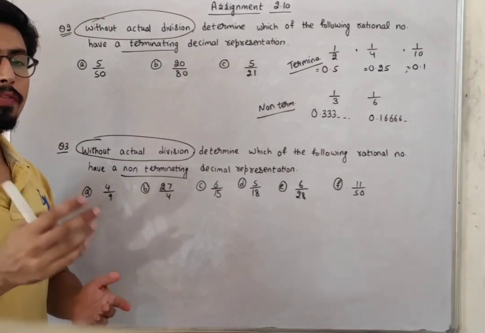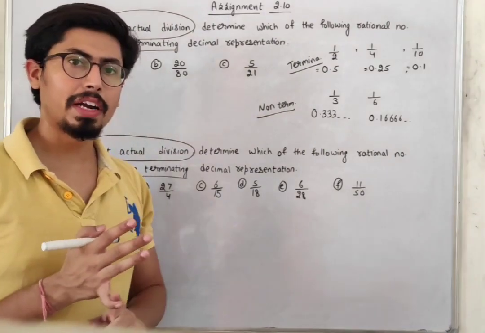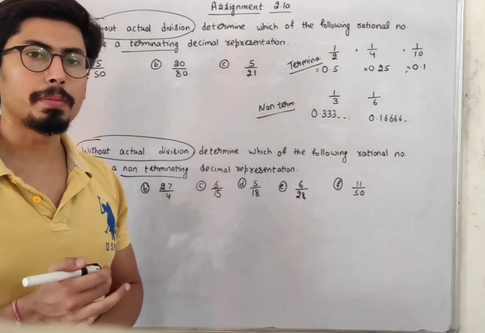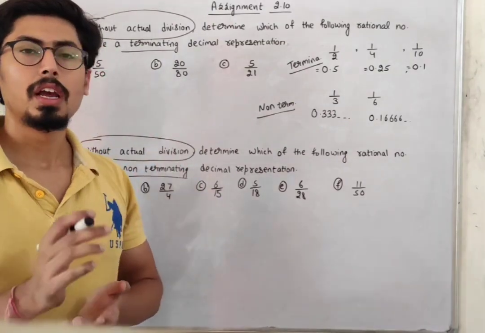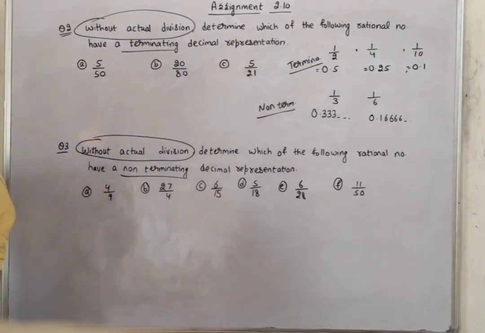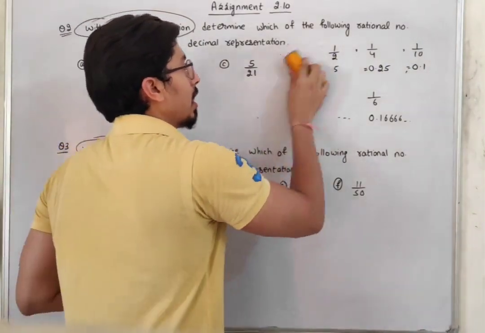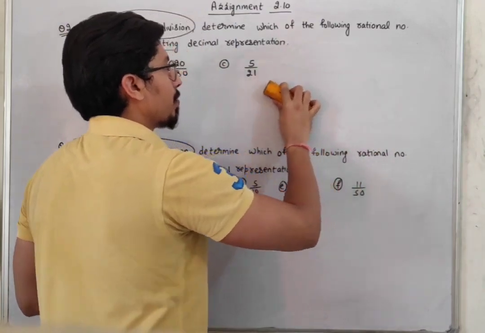Okay, students. If I can divide, then I will divide it and see whether the remainder is 0 or not. If the remainder is 0, then it will be a terminating number. But in this part, question number second and question number third, we don't have to use the actual division method. So what I'm going to do is, see students, just remember this property that I'm just writing here.